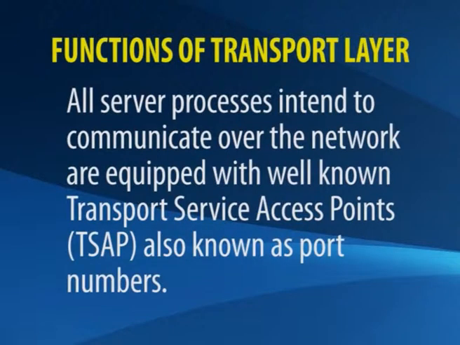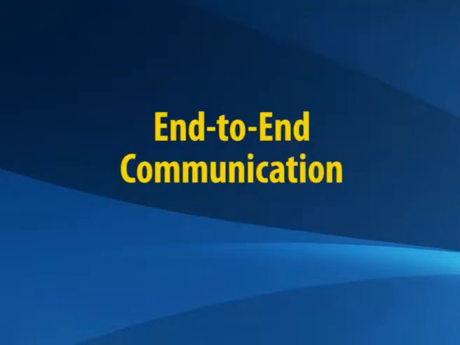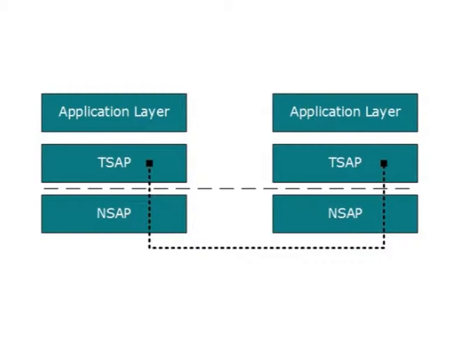All server processes that intend to communicate over the network are equipped with well-known transport service access points, that is TSAPs, also known as port numbers. End-to-end communication: a process on one host identifies its peer host on a remote network by means of TSAPs, also known as port numbers. TSAPs are very well defined, and a process which is trying to communicate with its peer knows this in advance. For example, when a DHCP client wants to communicate with a remote DHCP server, it always requests on port number 67.